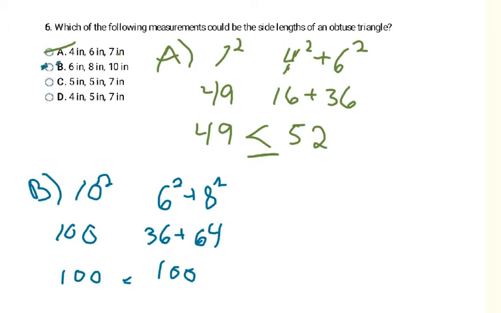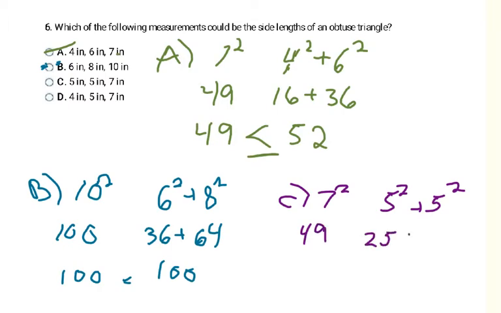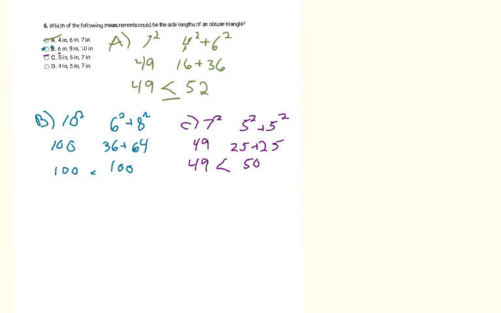So then we try out C. My largest number there is 7. And then my two legs are both 5. 7 squared is 49. 5 squared is 25, plus another 5 squared is 25. And that makes this 50. So 49 is less than 50. This is another acute triangle, so it can't be C.